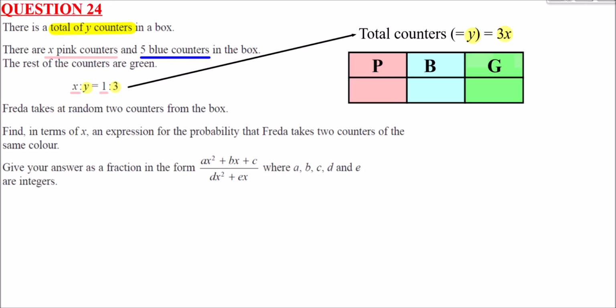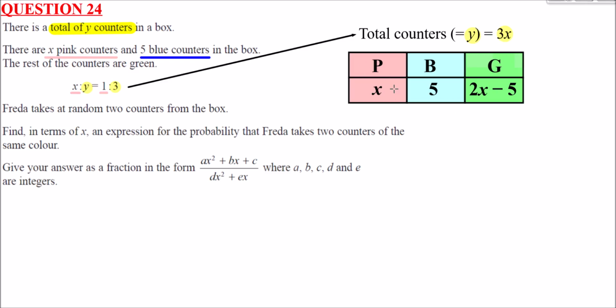So the pink counters, we have x. For blue counters, we've got 5 of those. And for total counters, in terms of x, we've worked out as 3x. The rest of them will be green. So x has already gone, so I need another 2x here. But I want it to be just a total of 3x, nothing to do with this 5. So I need to minus that 5 off. So the green counters must therefore be 2x minus 5. Let's double check. Add all these up, it will give 3x.